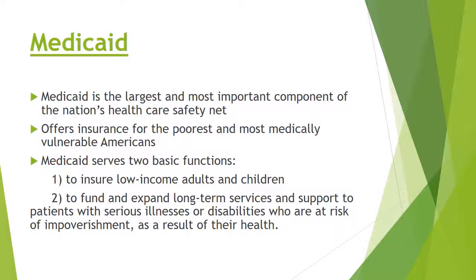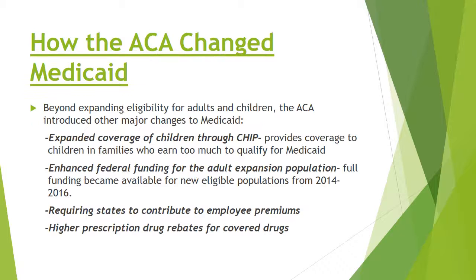The 2 basic functions of Medicaid are to provide insurance to low-income adults and children and to expand long-term services and support to patients with serious illnesses or disabilities who are at risk of impoverishment as a result of their health. The ACA offered 5 years of additional funding for CHIP. This program provides coverage to children and families who earn too much to qualify for Medicaid.